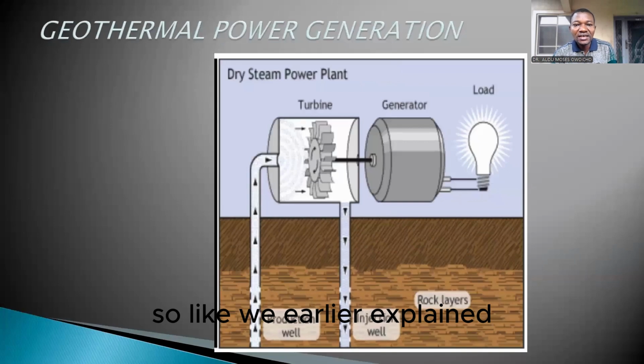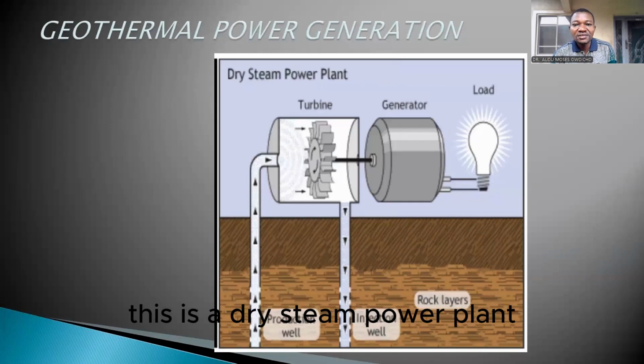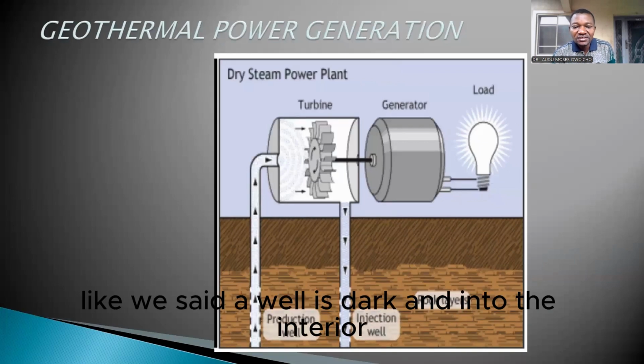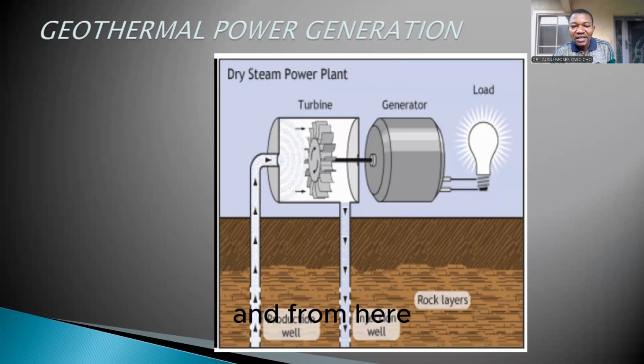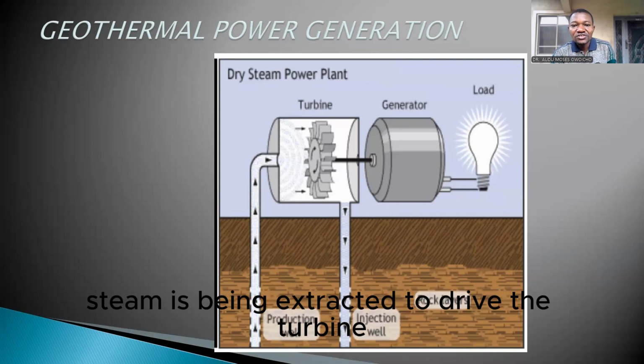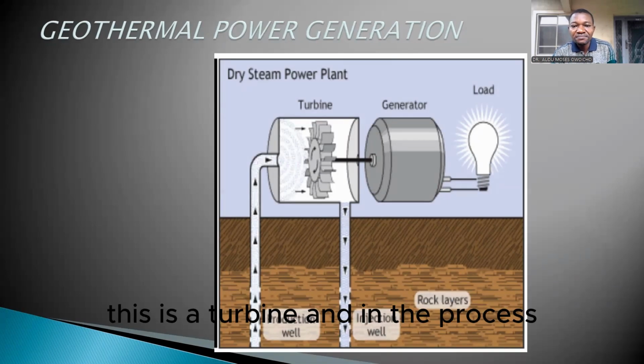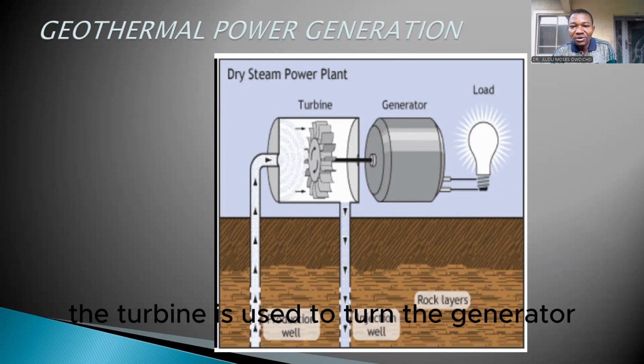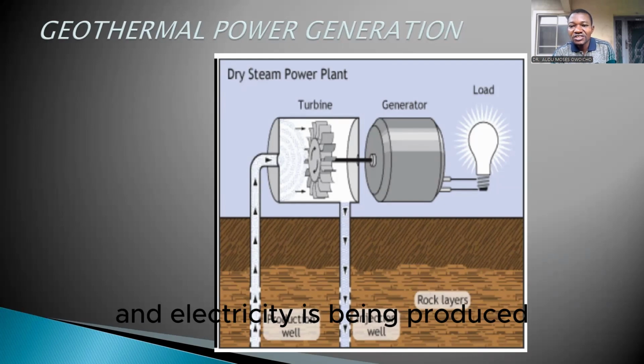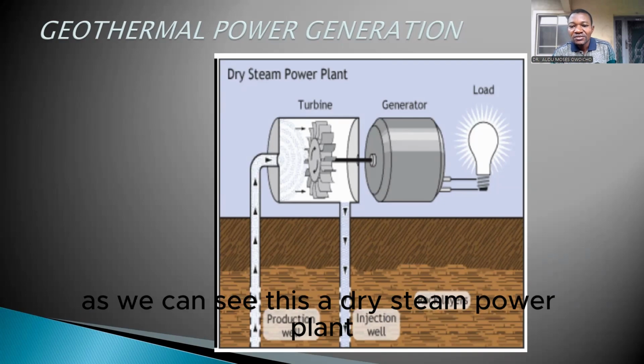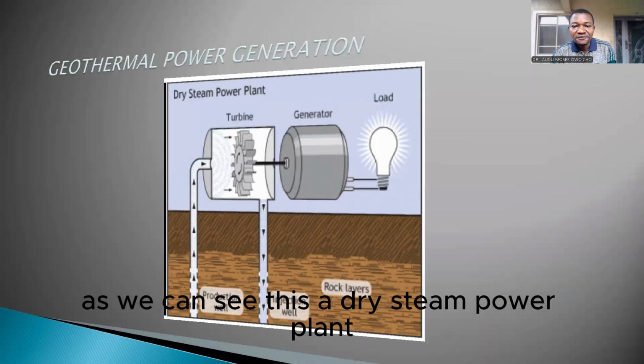So, like we earlier explained, this is a dry steam power plant. Like we said, a well is dug into the interior, this is a rock layer, and from here, steam is being extracted to drive the turbine. This is a turbine, and in the process, the turbine is used to turn the generator, and electricity is being produced. As we can see, this is a dry steam power plant.